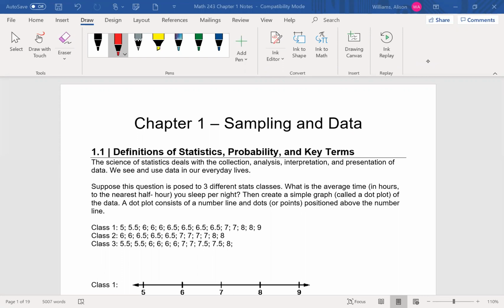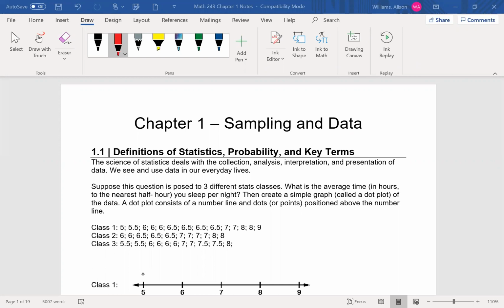Suppose this question is posed to three different stats classes. What is the average time in hours to the nearest half hour you sleep per night? And we're going to create a dot plot, which is literally we're going to put dots of the data above a number line. So suppose this is the data that was collected in the three classes. Let's go ahead and do a dot plot for the first class.